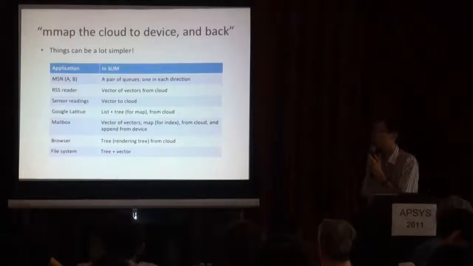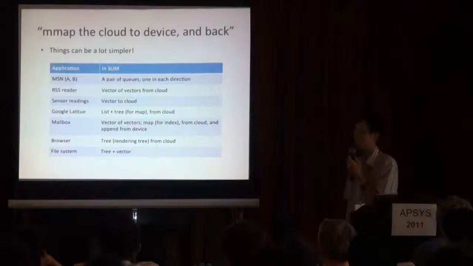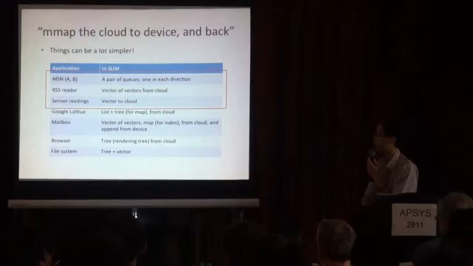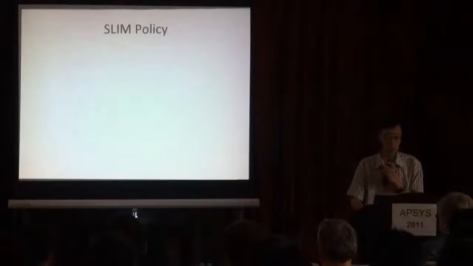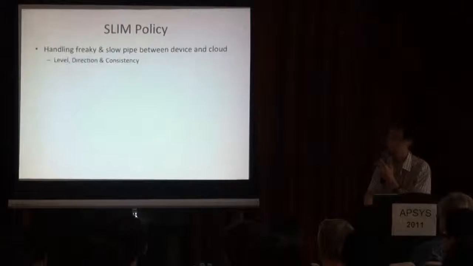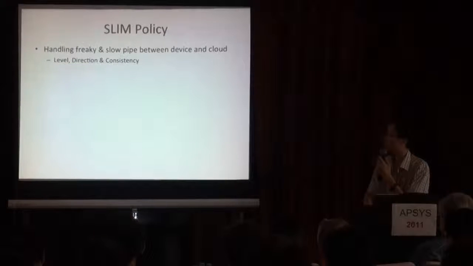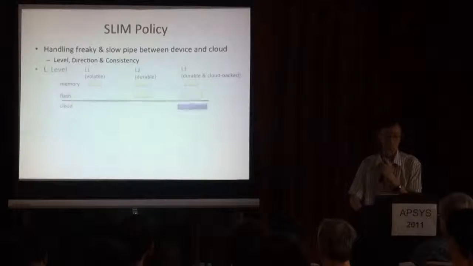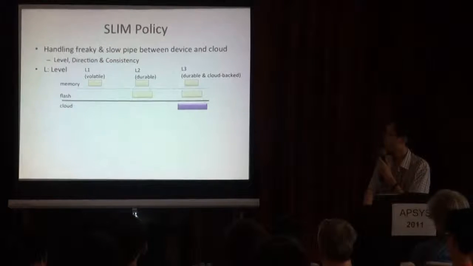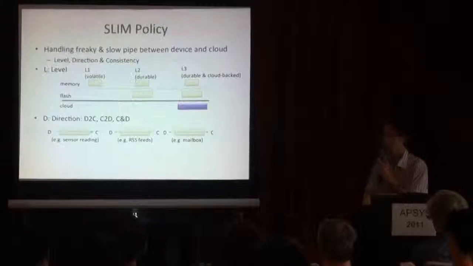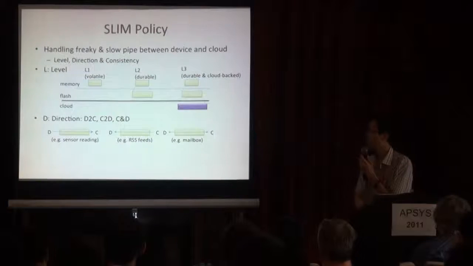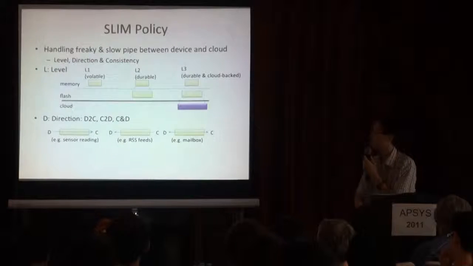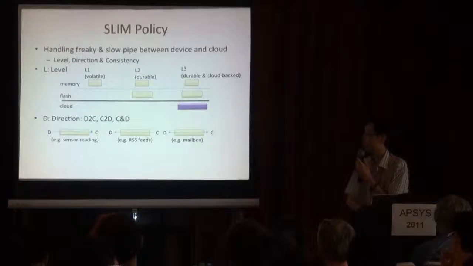So here is a set of applications we have modeled with Slim data structures, among which 3 have been implemented with current Slim prototype. And we also developed a Slim policy to allow users to have a fine-grained control over data structure behaviors. The level policy shows where the data can be stored. Direction policy shows how data move. For example, we have provided single direction policies for consumer-producer model.